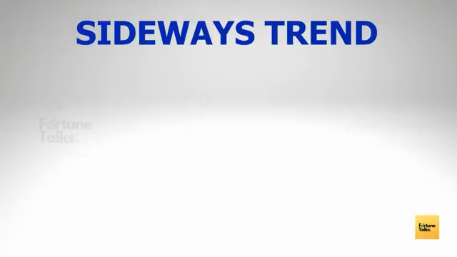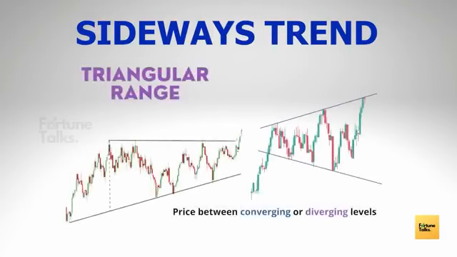Now the final type of sideways trend is the triangular range, where the price shrinks or expands not between two fixed horizontal levels, but rather between expanding or converging levels.